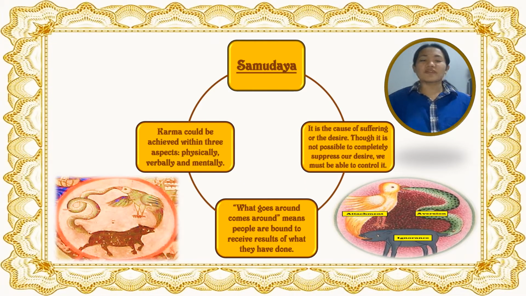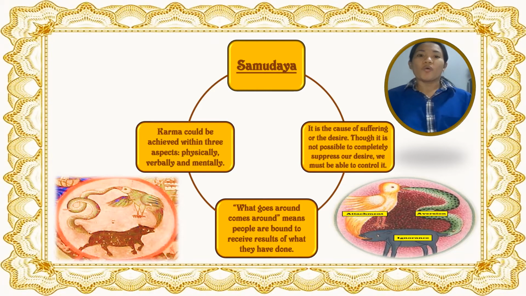So class, our first topic for our online learning week 4 is about Samudaya. Samudaya is one of the 4 noble truths, and it is the second noble truth out of 4. Now, what is Samudaya? So let's read. Samudaya, it is the cause of suffering or the desire. Though it is not possible to completely suppress our desire, we must be able to control it.